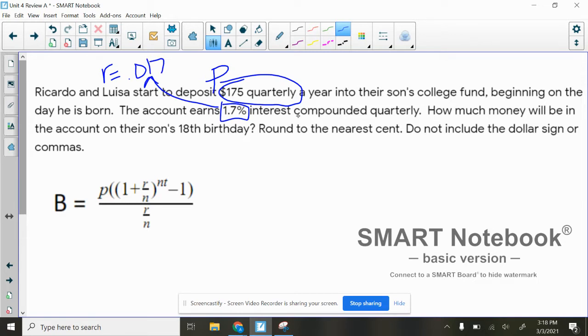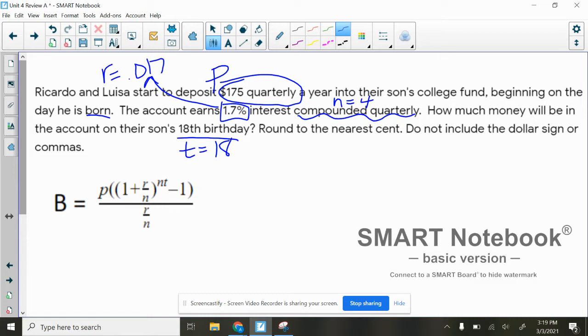And that interest is going to get compounded quarterly. You guys, it should match how they deposit. So they're depositing quarterly and it's getting compounded quarterly. Quarterly means everything happens 4 times a year, so that n value is going to be 4. How much money will be in the account on their son's 18th birthday? They start the day he is born and end on his 18th birthday, so that time value is going to be 18. So we've been given our periodic deposit of 175, our rate 0.017, the n value of 4, and the time value of 18.